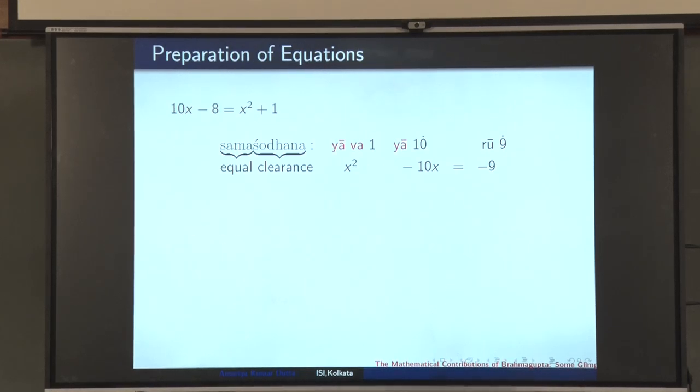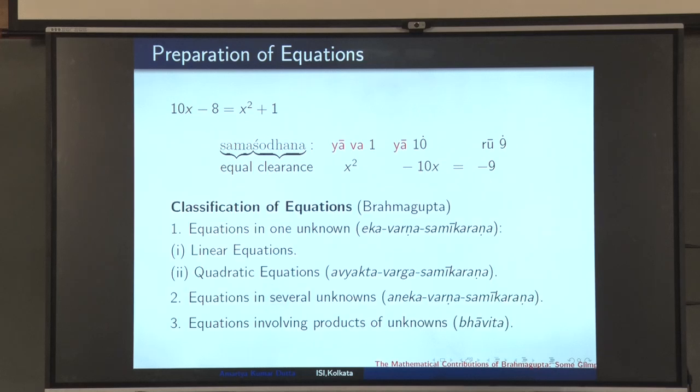So, equations are prepared. The term used for that was sama shodhana, that means clearance. So, you clear out this minus 8 and 1, you combine to make it x square minus 10x minus 9.